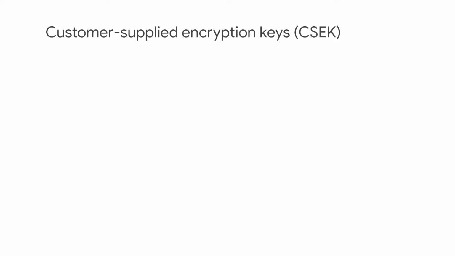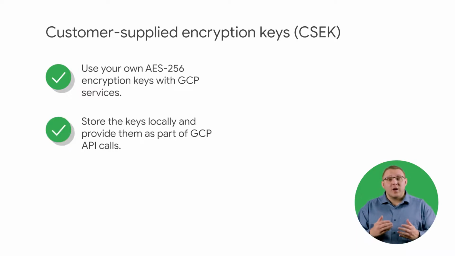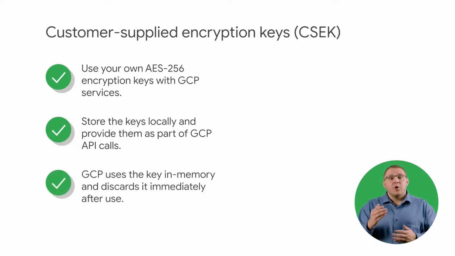Customer-supplied encryption keys, or CSEK, give you more control over your keys, but with greater management complexity. With CSEK, you use your own AES 256-bit encryption keys. You're responsible for generating these keys. You're also responsible for storing these keys and providing them as part of your GCP API calls. Google Cloud will use the provided key to encrypt the data before persisting it. And we guarantee that the key only ever exists in memory and is immediately discarded after use.